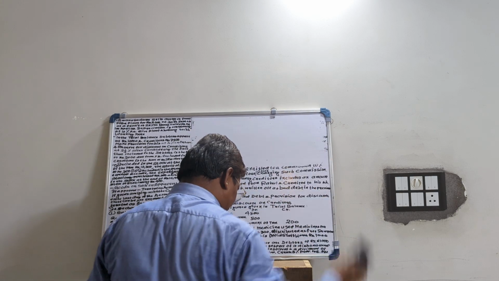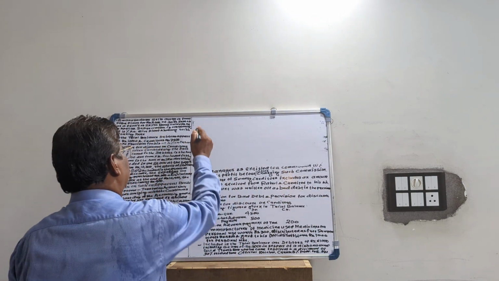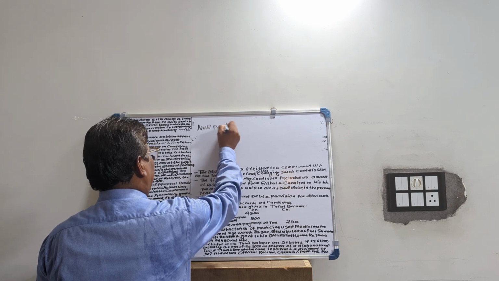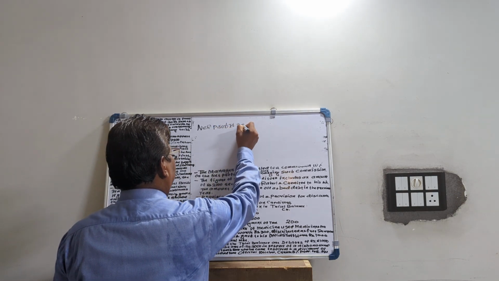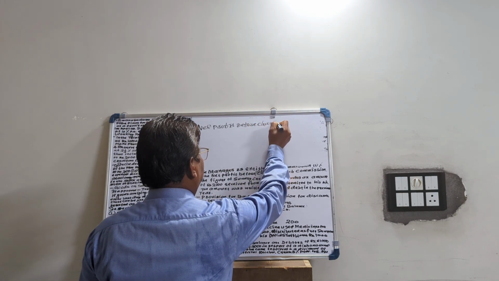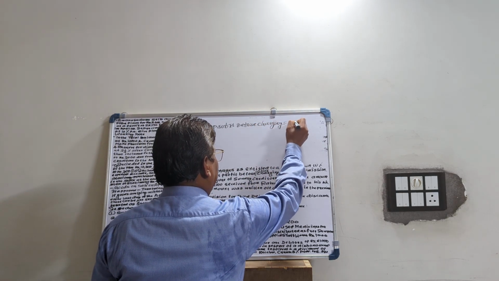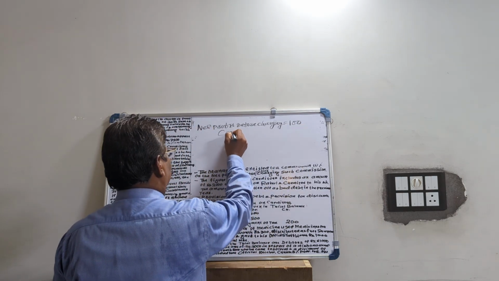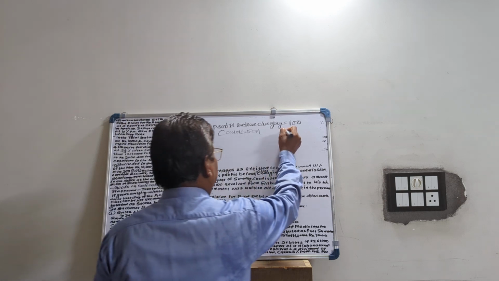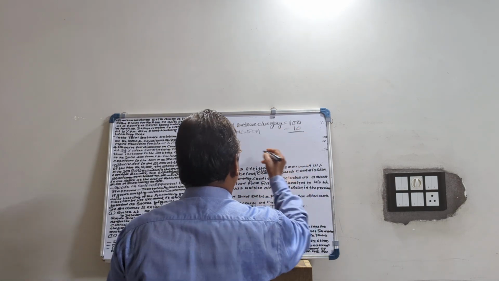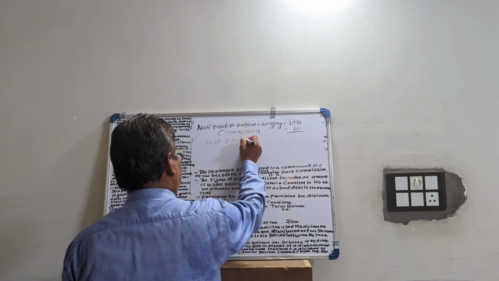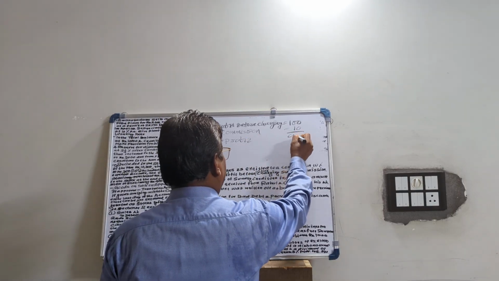Let the net profit before charging commission be 100. Then suppose commission is 10%. 10% of 100 is 10. So net profit after charging commission is 90.